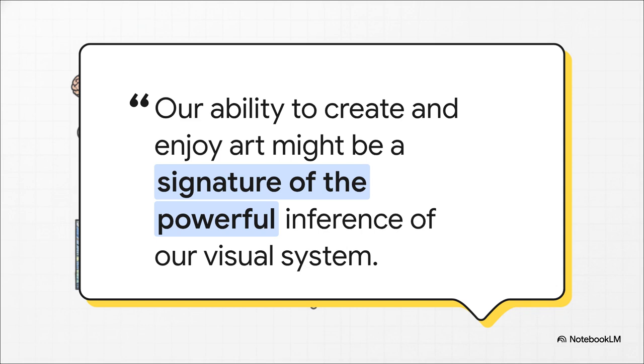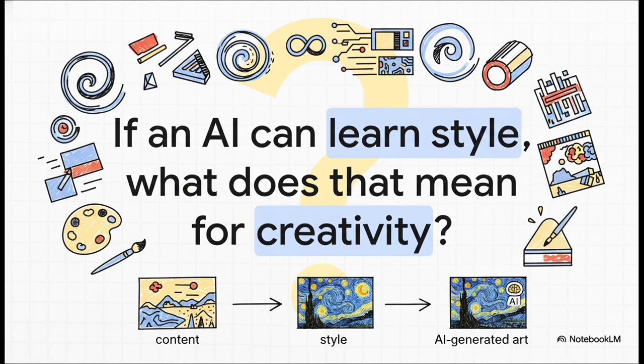And that all leads to this really profound conclusion from the paper itself. Maybe our ability to create and enjoy art isn't some mystical separate skill. Maybe it's just a direct side effect of having a really advanced visual system that, just to understand the world, has to first learn how to separate the what from the how. This paper from 2015 didn't just create a new tool. It basically kicked off the entire AI art revolution we're living in right now. And it leaves us with this huge question to think about. If an algorithm can learn the very essence of artistic style, what does that tell us about the nature of human creativity itself? That's a question that art, science, and technology are all still trying to figure out.